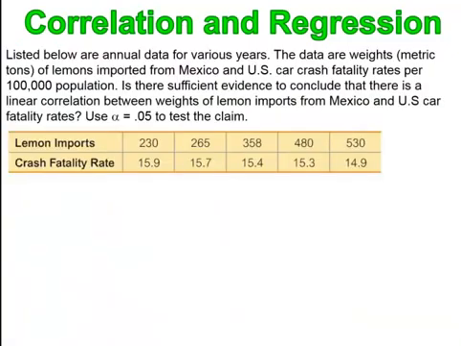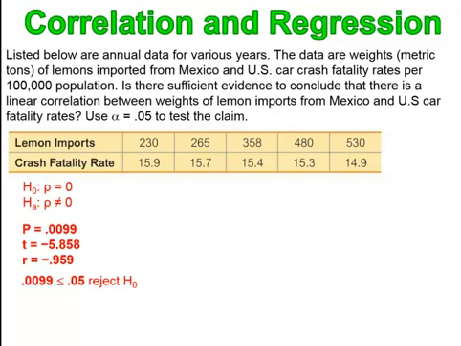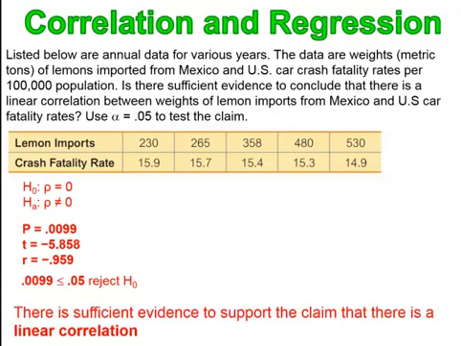Pause and try. So we state our null and our alternative, a two-tailed test. Your p-value here was 0.0099. The test statistic is negative 5.858, and then we have our correlation coefficient as negative 0.959. Our p-value is less than or equal to 0.05, so we have a true statement, which means we reject the null. Because we're rejecting the null, there is significant evidence to support the claim that there is a linear correlation.